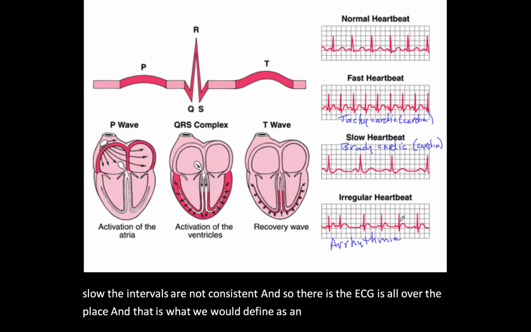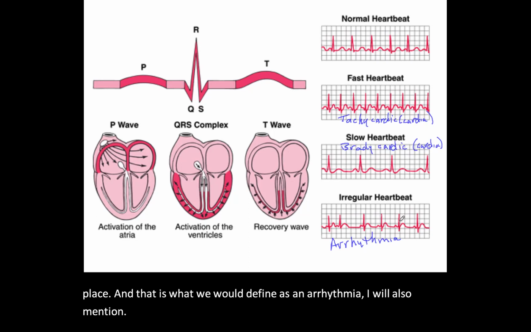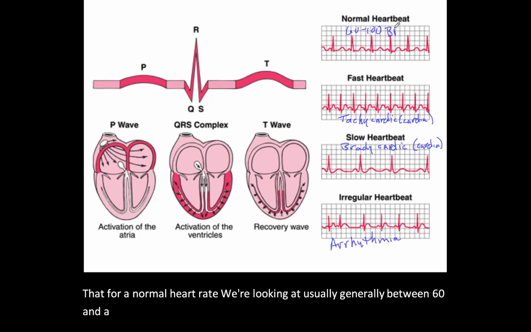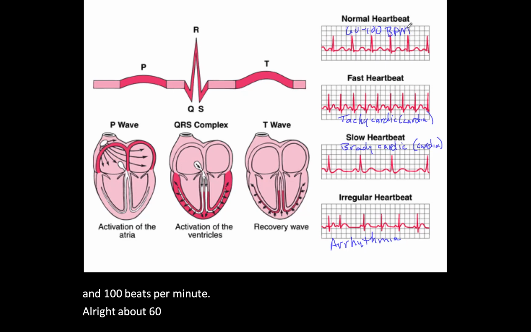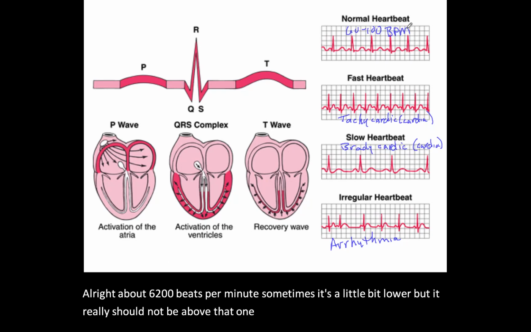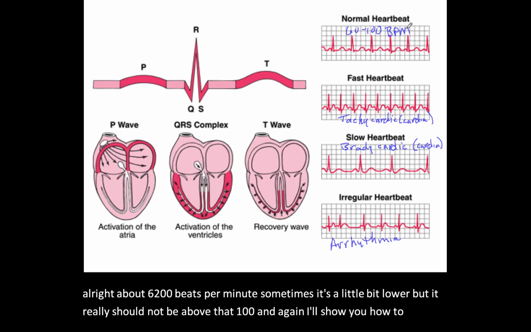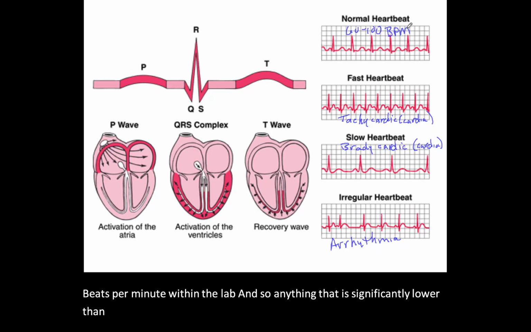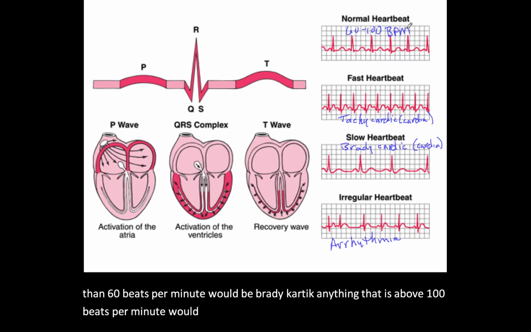I will also mention that for a normal heart rate, we're looking at generally between 60 and 100 beats per minute. All right? About 60 to 100 beats per minute. Sometimes it's a little bit lower, but it really should not be above that 100. And again, I'll show you how to calculate beats per minute within the lab. And so anything that is significantly lower than 60 beats per minute would be bradycardic. Anything that is above 100 beats per minute would be defined as being tachycardic.